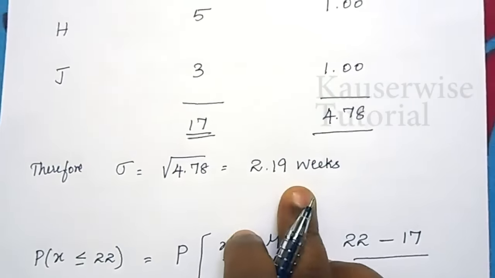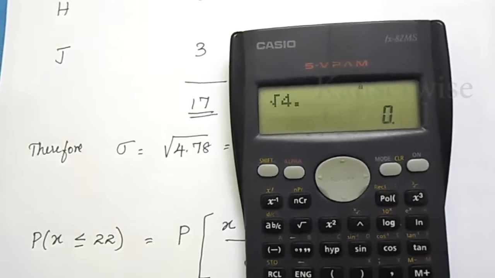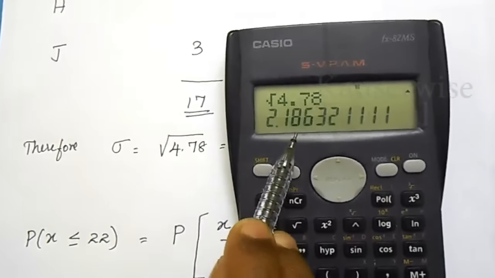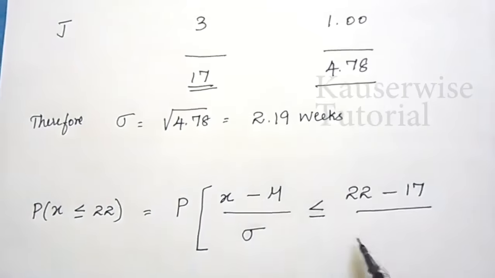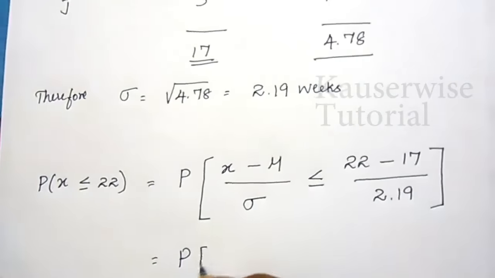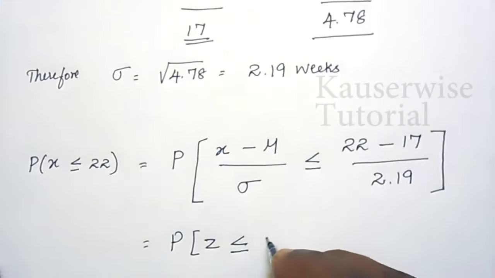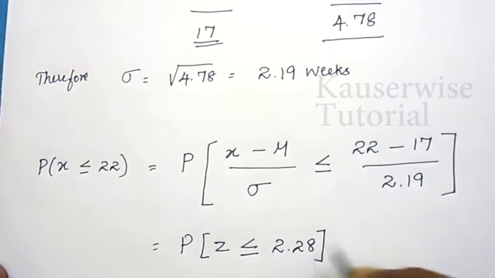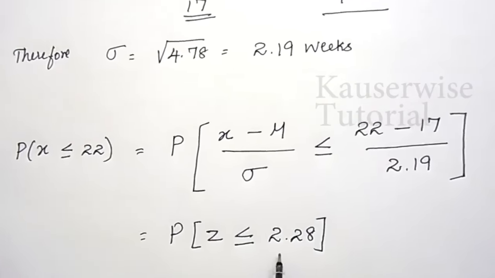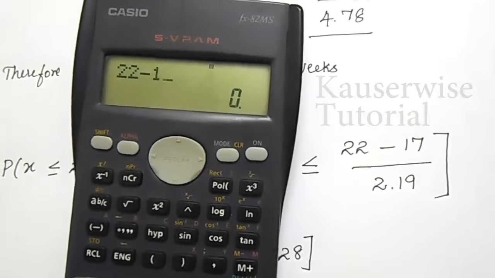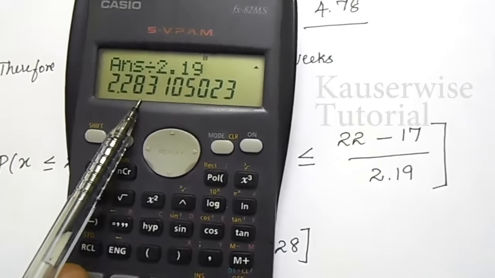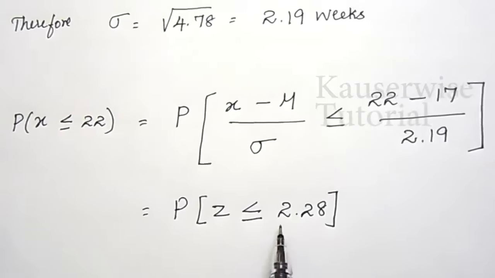Let me show the calculation on the calculator. Root of 4.78 is equal to 2.186. So you can round up the figure to 2.19 weeks. So just apply this, 2.19. Now probability Z less than or equal to 2.28. 22 minus 17 divided by 2.19, you will be getting 2.28. Let me show the calculation. 22 minus 17 divided by 2.19, you will be getting 2.28. So Z value less than or equal to 2.28.